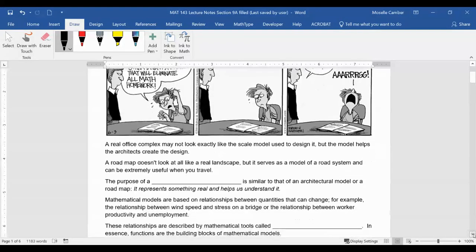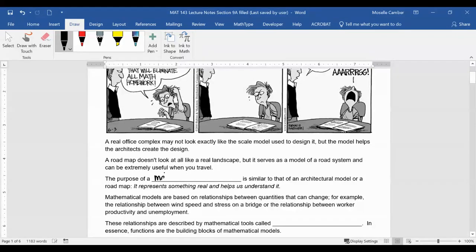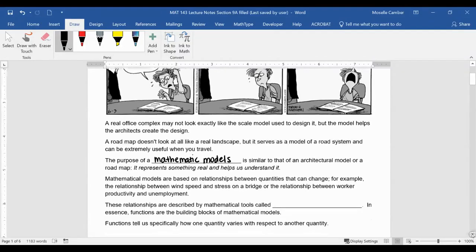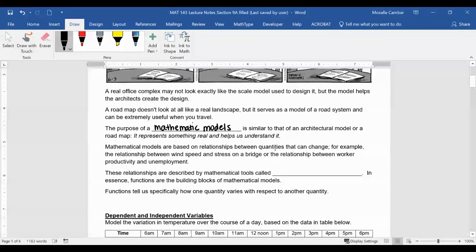So when we're looking at mathematical models, we're doing something similar. We're going to take this real world situation and we're going to try to put it into a way that we can start working with it and we can answer questions regarding it. So mathematical models work best with relationships between quantities, and we're looking at something that can change. For example, a relationship between wind speed and stress on a bridge, or a relationship between work productivity and unemployment.